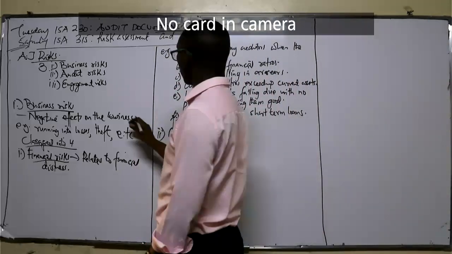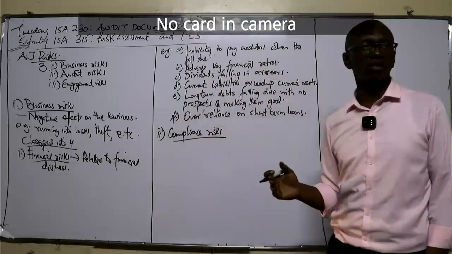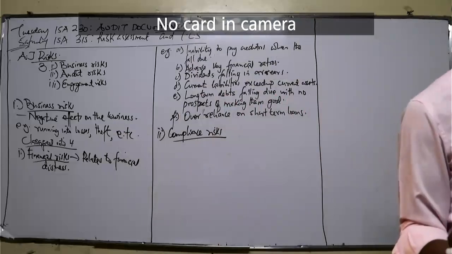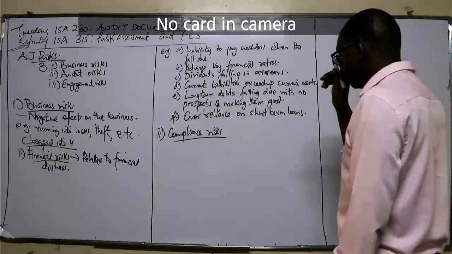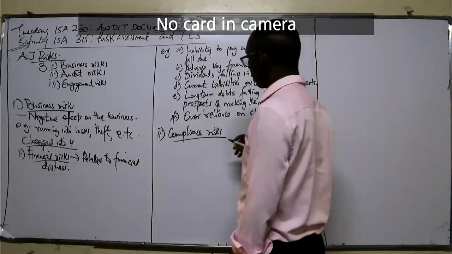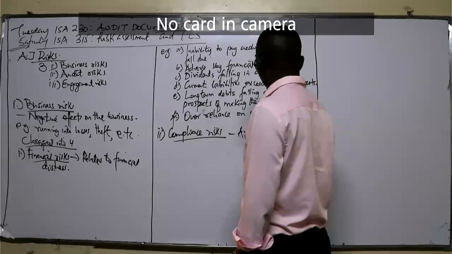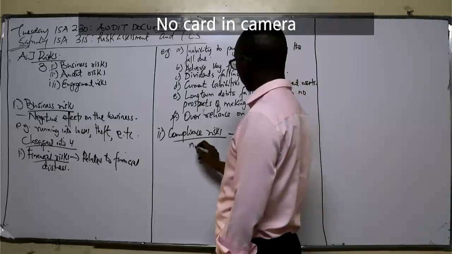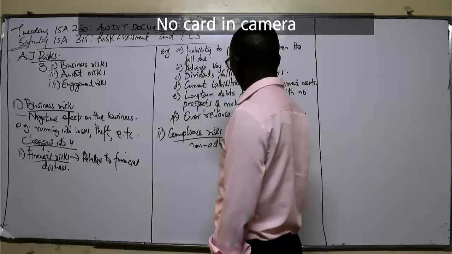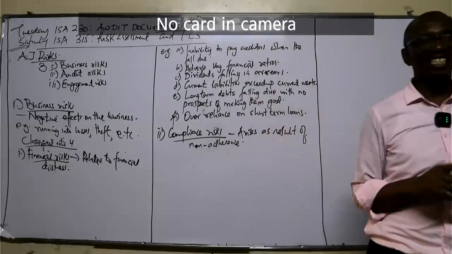You agree with me when you have financial distress, that's a risk because you may even end up closing down. We've seen entities closing down because they are not able to meet their obligations. So compliance risk arises as a result of non-adherence.